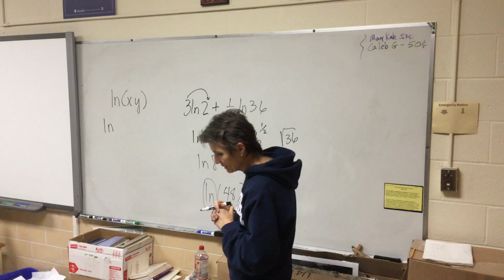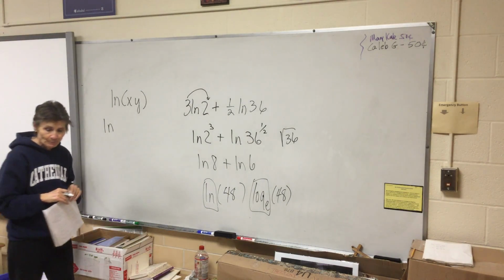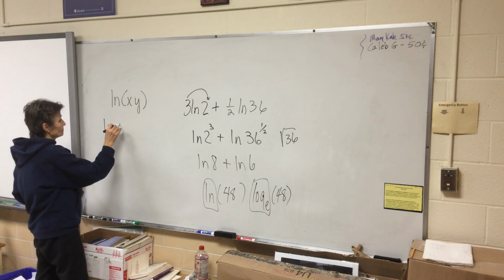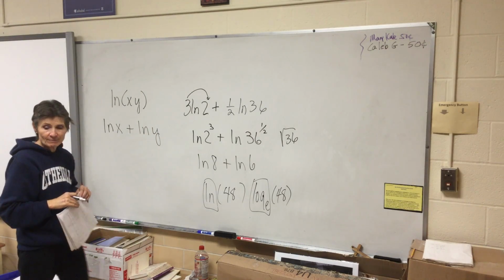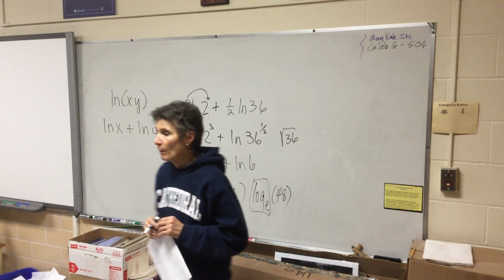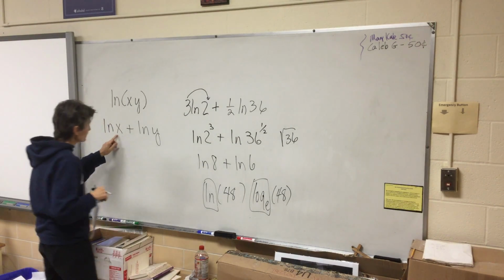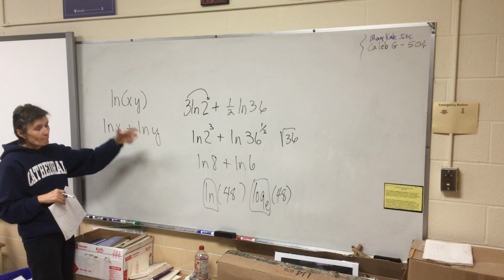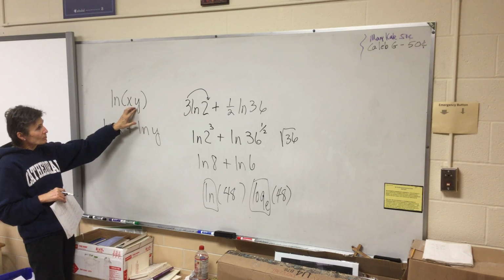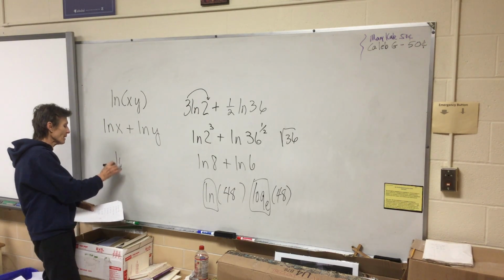Does anybody have an idea what that would look like if I broke it apart? Would it be ln x plus ln y? It absolutely would be. Very, very good. Remember, the rule says when logarithms are added, the numbers are multiplied. So the backwards of that is, if the numbers have been multiplied, then the logarithms have been added. Beautiful.